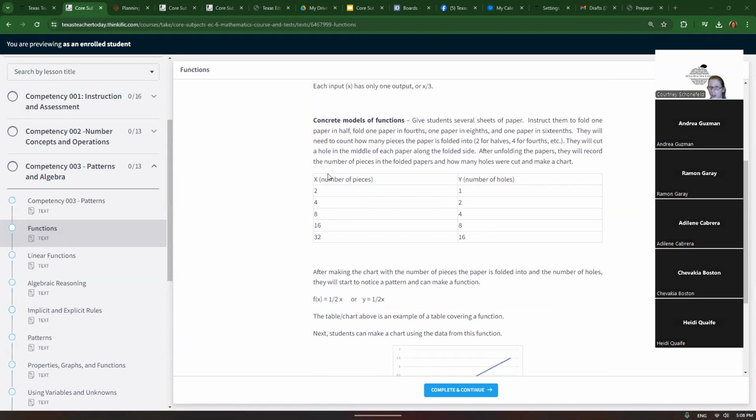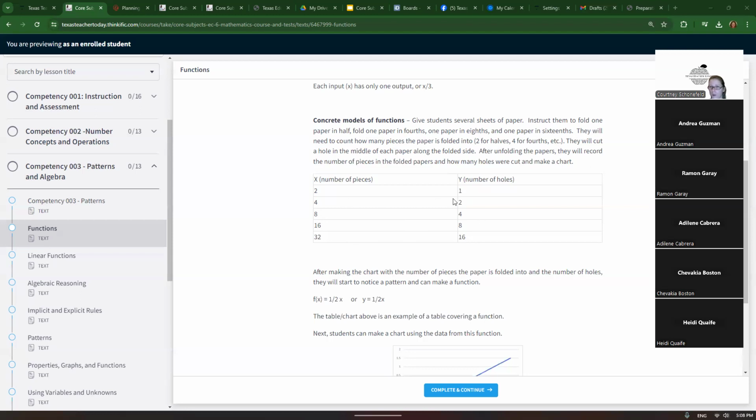Next, after making the chart, here's our chart, they can notice a pattern. Well, we notice that y is 1/2 of x. 1 is 1/2 of 2, 2 is 1/2 of 4, 4 is 1/2 of 8, 8 is 1/2 of 16. So y equals 1/2 times x. So this one's a very simple linear function.